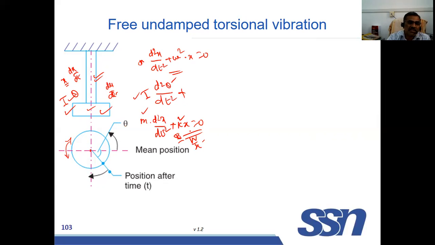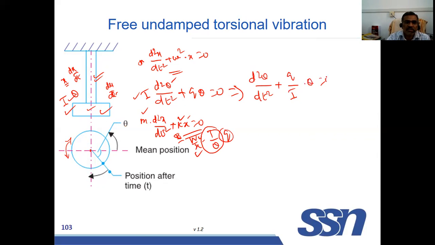But here instead of load we have T. Instead of x, what will you have? Theta. T by theta. That is taken as q. So the equation is q into theta equal to 0. If you rewrite this equation, you will get d square theta by dt square plus, if you divide this equation by I, q by I into theta is equal to 0.